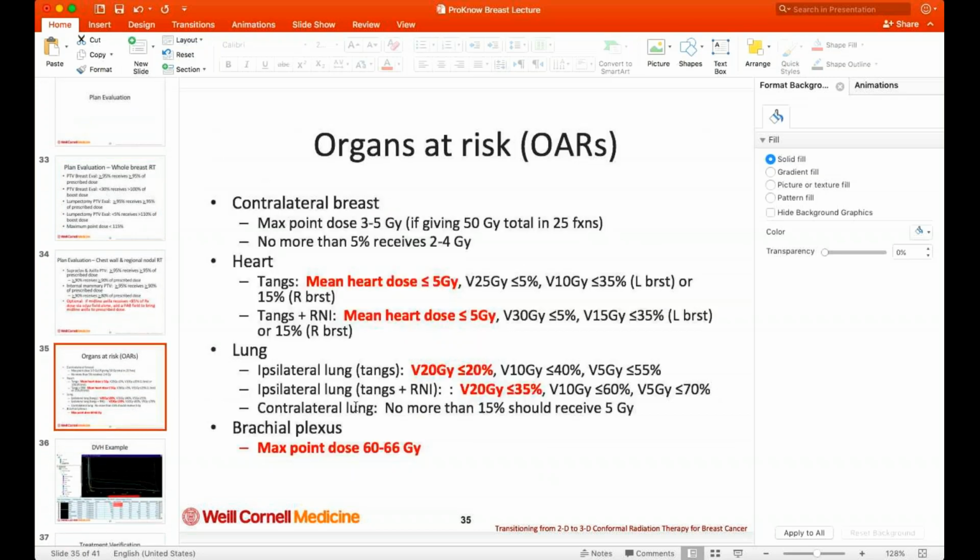And if you're treating mastectomy, if they had a mastectomy and they had positive lymph nodes, again, the volume getting 20 gray of the ipsilateral lung should not be more than 35%.